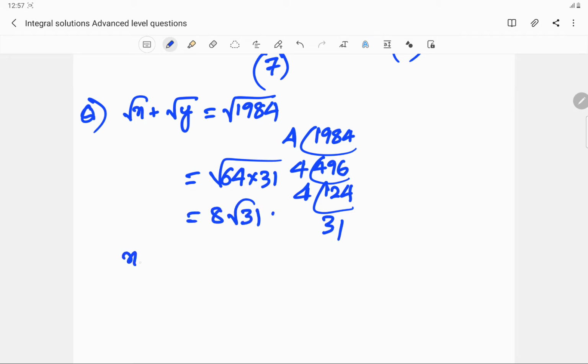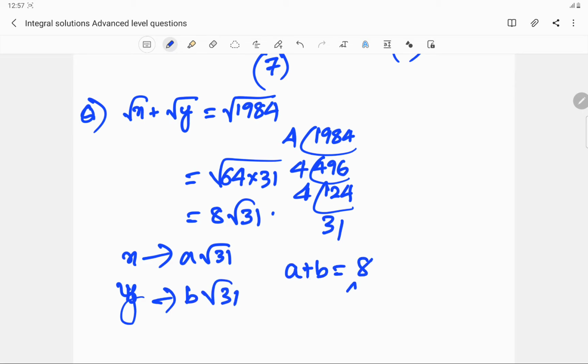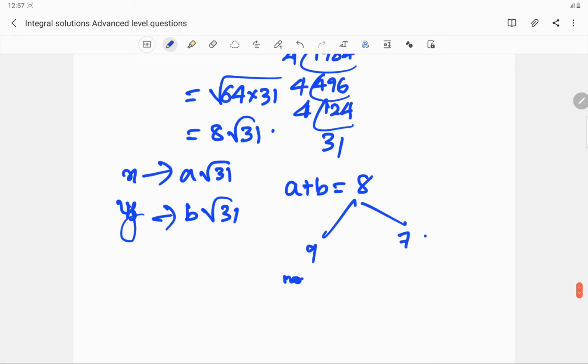So x must be of the form a into square root of 31 and y must be of the form b into square root of 31. So a plus b is equal to 8. So there would be 9 non-negative integral solutions and 7 positive integral solutions respectively.